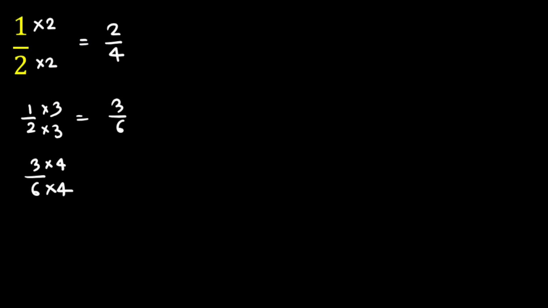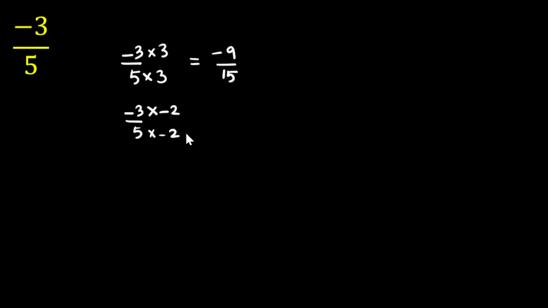Let us try to write some equivalent rational numbers for this given number 1 by 2. Let us multiply numerator and denominator by 2. We get 2 by 4. Or even we can multiply by 3 also. So we will get 3 by 6. We can multiply both numerator and denominator by 4. We will get 4 by 8, and so on. Like that we can create infinitely many equivalent rational numbers for this 1 by 2.